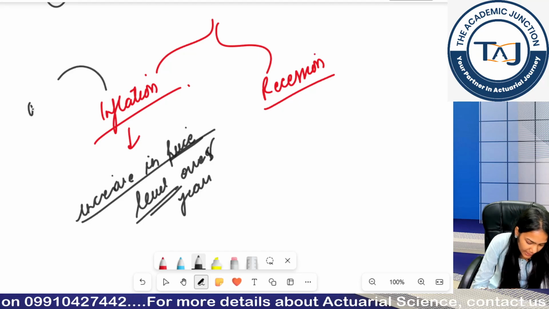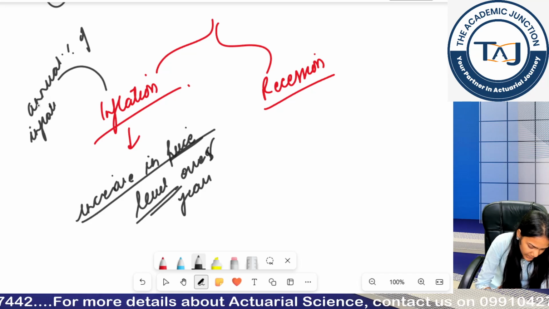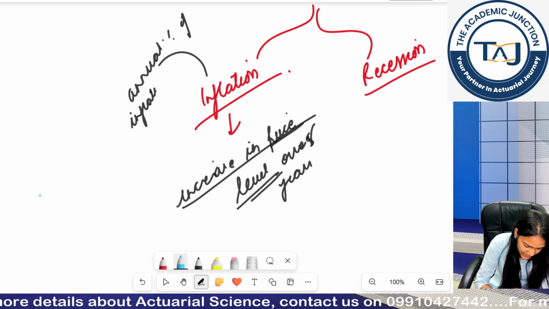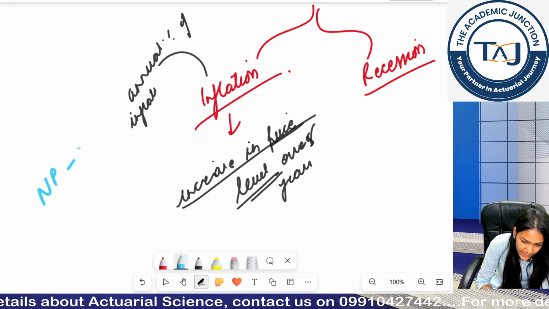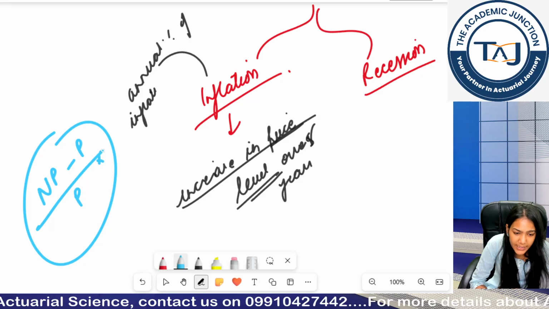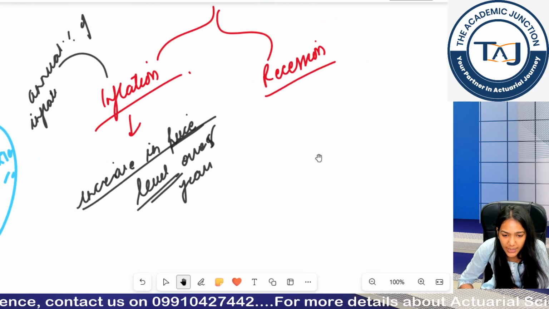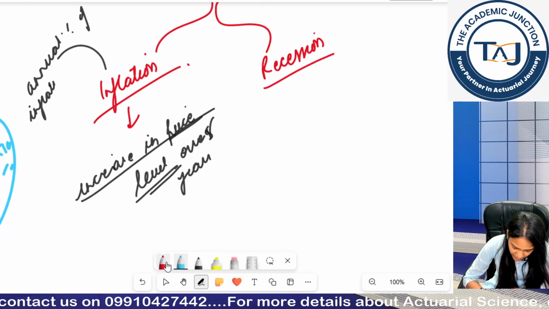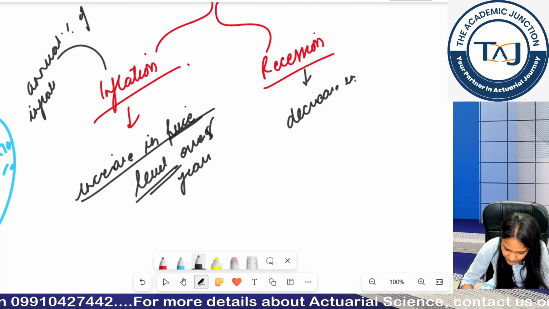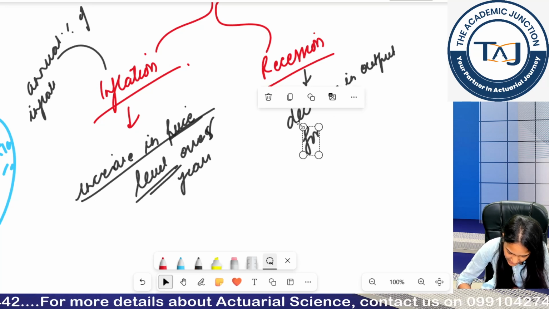So how can I calculate my annual percentage of inflation? The calculation is simple, using the percentage increase formula. This will be new price minus original price, basically the increase in price, divided by original price, times 100. This is the percentage to get the inflation percentage. If I talk about recession, recession is basically a decrease in output over a continuous number of years.